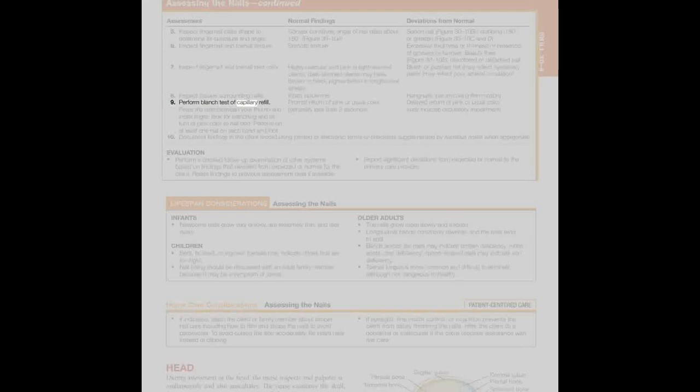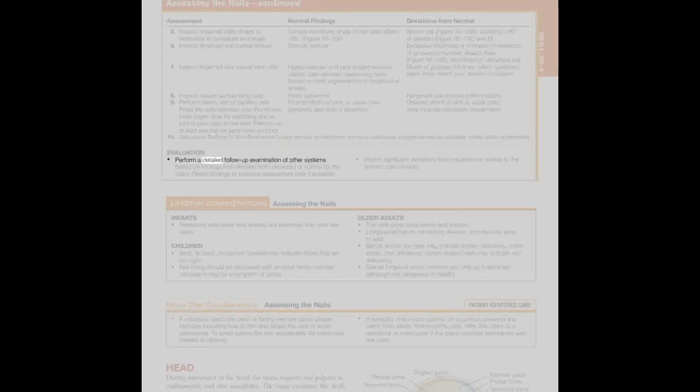9. Perform the blanch test of capillary refill. Press the nails between your thumb and index finger, look for blanching and return of pink color to the nail bed. Perform on at least one nail on each hand and foot. Normal: prompt return of pink or usual color, generally less than 2 seconds. Deviation: delayed return of pink or usual color may indicate circulatory impairment. 10. Document findings in the client record using printed or electronic forms, or checklists supplemented by narrative notes when appropriate.